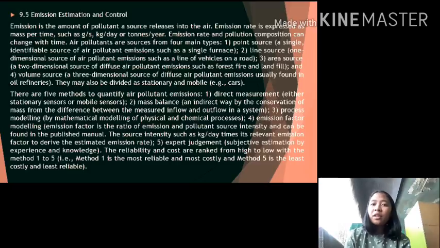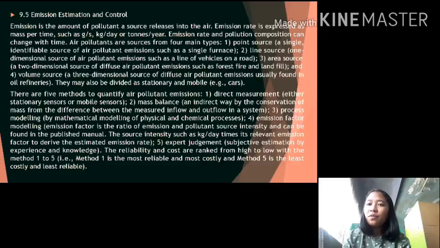There are 5 methods to quantify air pollutants emission. 1. Direct measurement, either stationary sensor or mobile sensor. 2. Mass balance, an indirect way by the conservation of mass from the difference between the measured inflow and outflow in a system. 3. Process modeling by mathematical modeling of physical and chemical process.